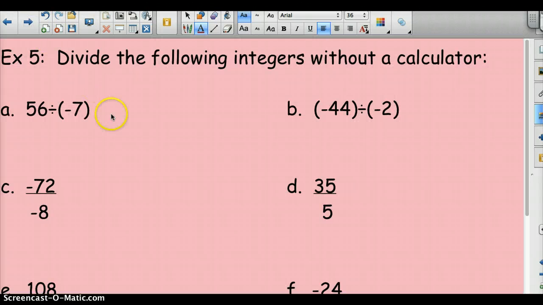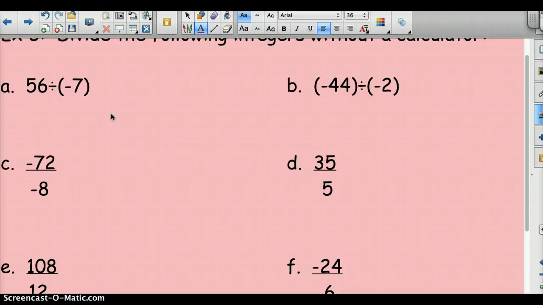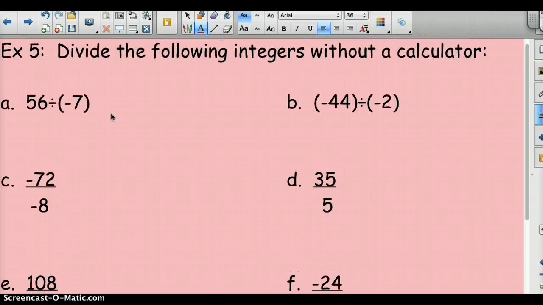So let's look at some examples. Once again, you are best off if you do these on your own and then pause the video right now and then come back to it and get the answers. You really are. If you just steal them from me, you're going to miss it on the starter tomorrow. Once again, you will not get a calculator.